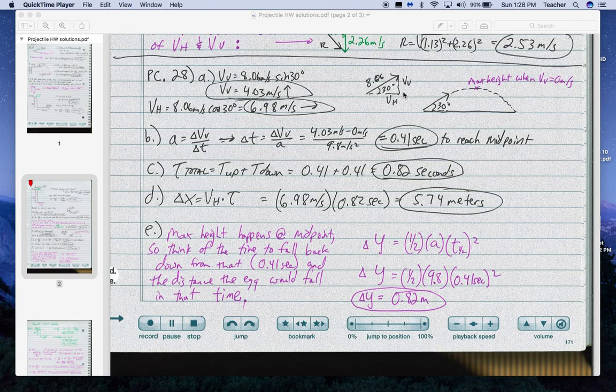So I need to use opposite over hypotenuse, which is a sine function, to get the vertical velocity. I need adjacent over hypotenuse to get the initial horizontal velocity. That's a cosine function. So I end up getting vertical velocity is about 4.0 meters per second. Horizontal velocity is around 7.0 meters per second.